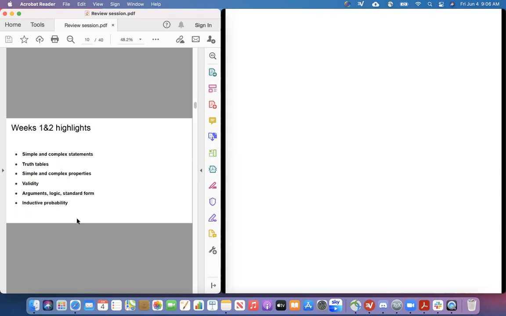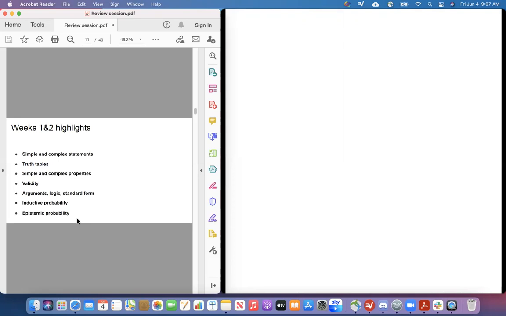And we then encountered 2 types of probability. We encountered inductive probability and we encountered epistemic probability. So quite a bit was packed into those first 2 weeks. It was kind of a crash course in deductive logic.